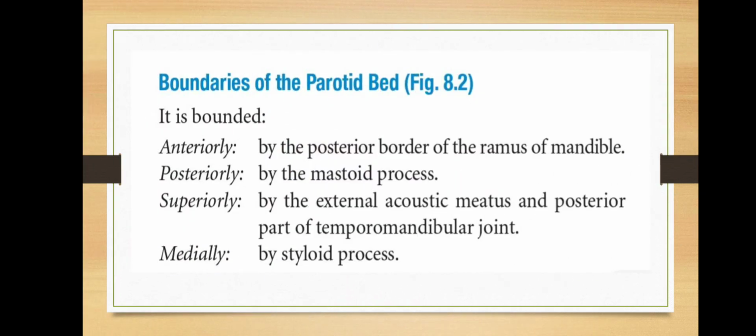Okay, let's recall the things which I have read. Boundaries of the parotid bed: it is bounded anteriorly by the posterior border of the ramus of the mandible, posteriorly by the mastoid process, superiorly by the external acoustic meatus and posterior part of the temporomandibular joint, and medially by the styloid process. So these things you should mention in the boundaries of the parotid bed.